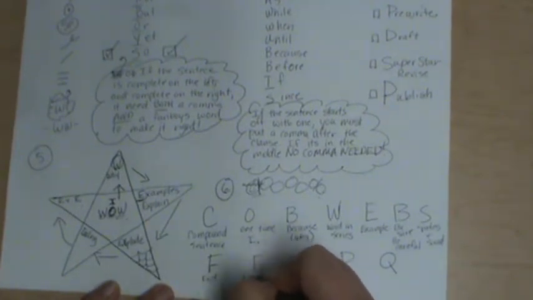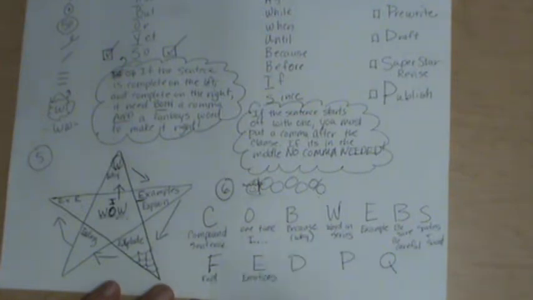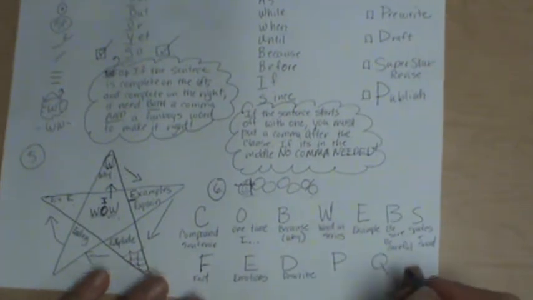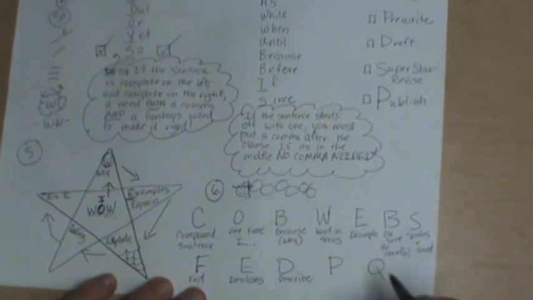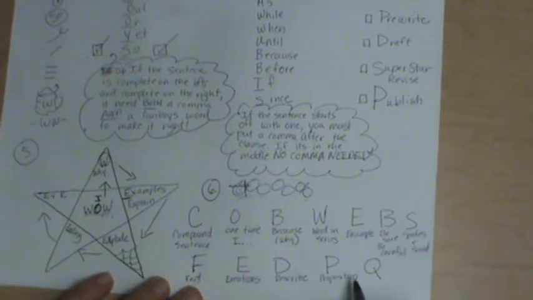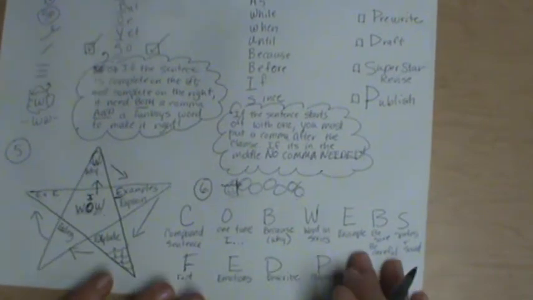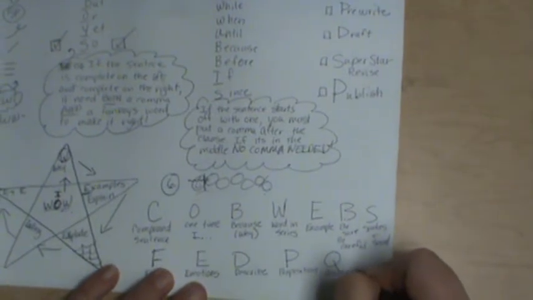Emotions. This is just, how does something make you feel? How does a person, place, or thing make you feel? It's always good to write an emotion sentence. A description. If you're describing a place, describing a person, describing something you like. The P stands for prepositions. These are position words. Before, after, on top of, beneath, beside. All of those are prepositions that you could add. And the last one is a quote. Words that somebody actually said.